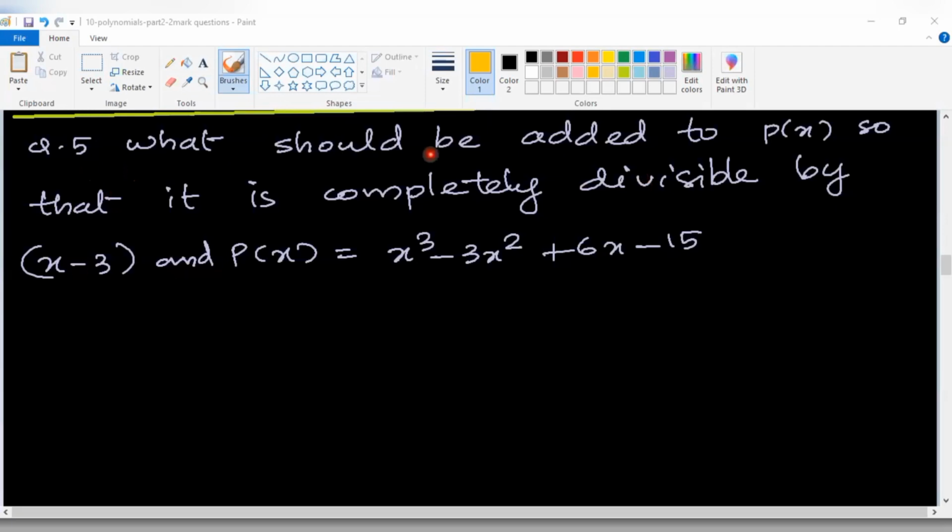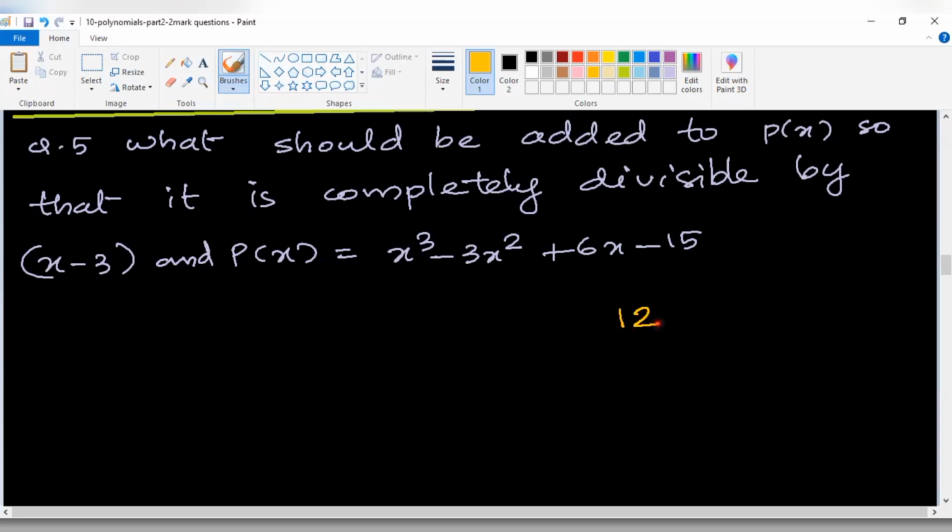This is our next question. What should be added to P of x so that it is completely divisible by x minus 3, and P of x is given like this. Okay, so when all the things are in terms of x and y, it is really difficult for kids to understand the concept. So let us take an example from number system.